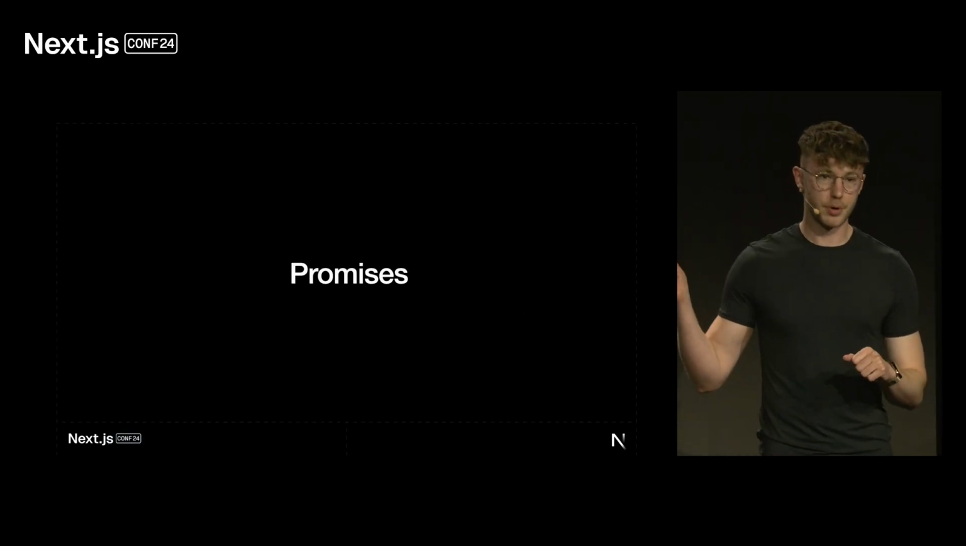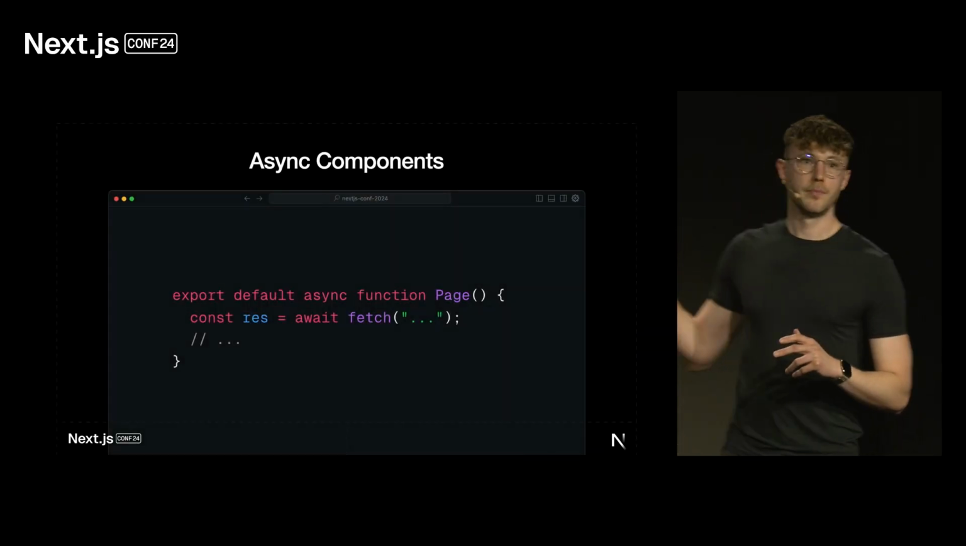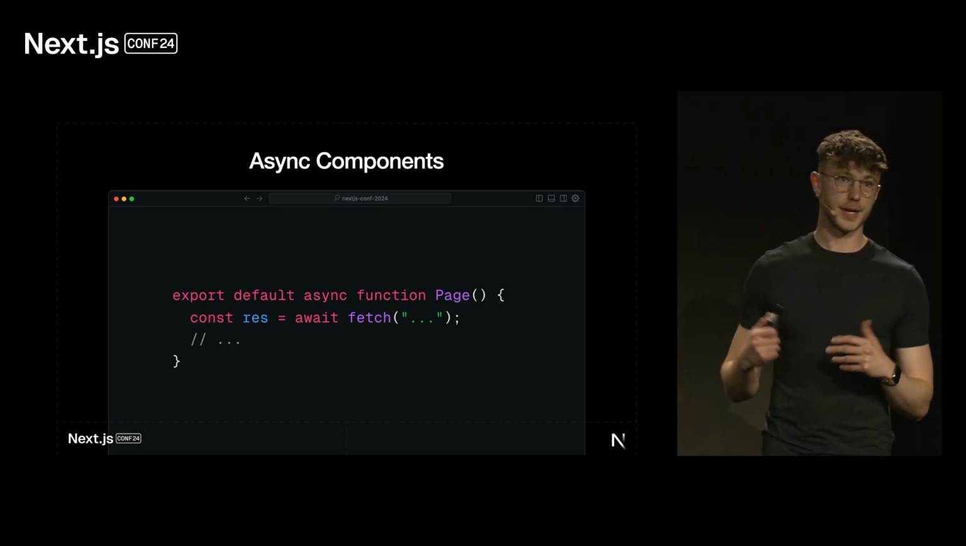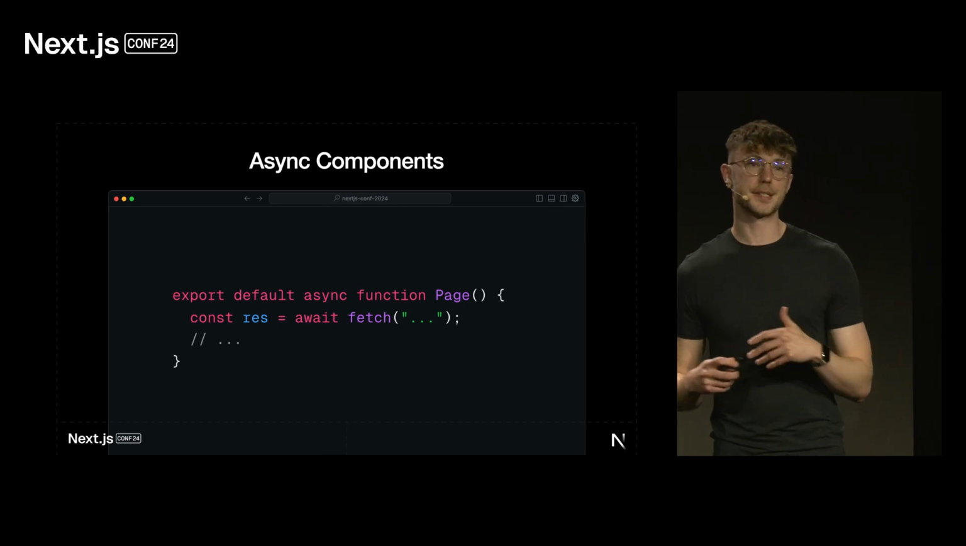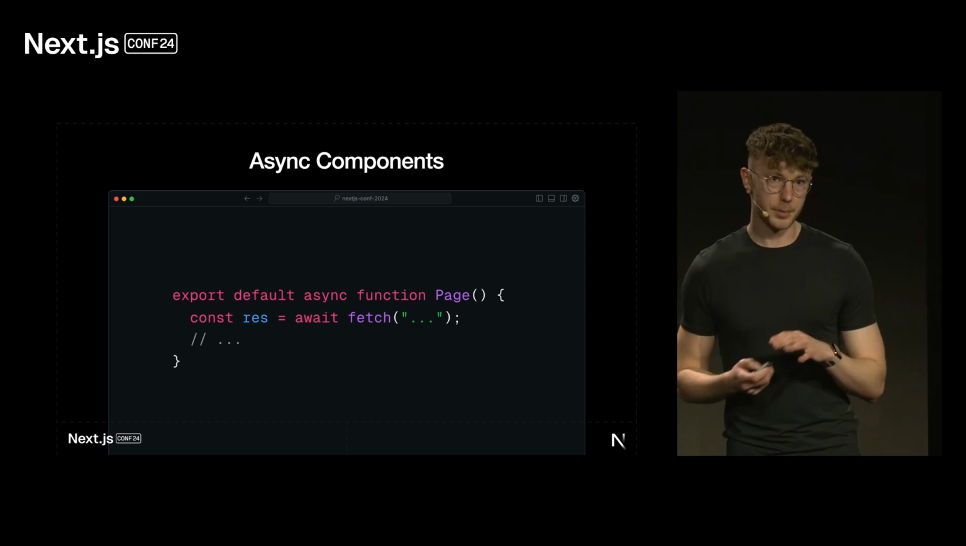The answer? Promises. Developers are already used to managing promises. And with the advent of React Server Components, for the first time, you could write async components, allowing data fetching to be co-located, all while using native APIs that they were already familiar with.